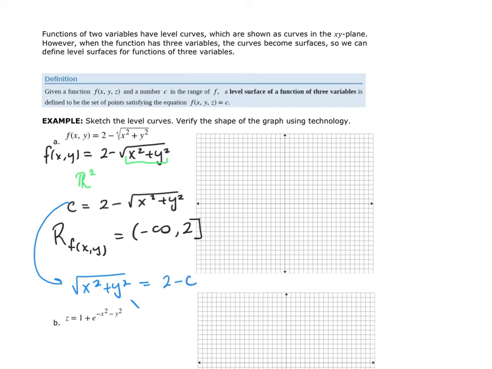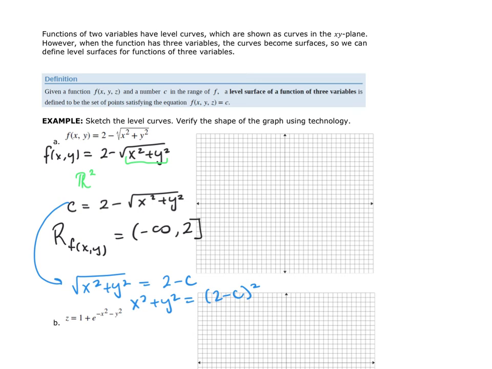Let's square both sides, and I get x squared plus y squared is equal to 2 minus c, the quantity squared. Oh, look at that. That's a circle. So a circle centered at the origin, whose radius is going to be 2 minus c. Of course, we end up with c values. When we choose our c values are negative, it becomes positive, so don't worry about it being a negative radius.